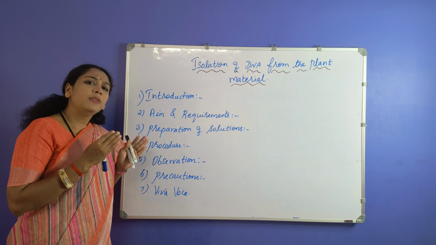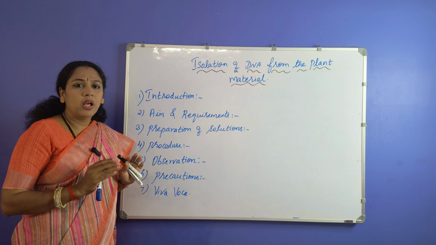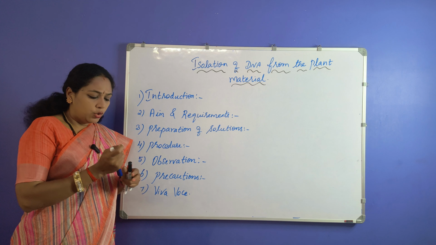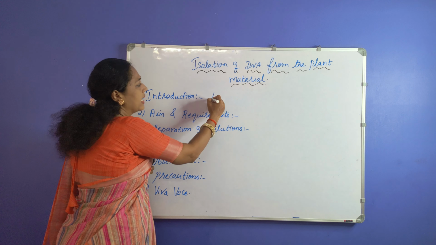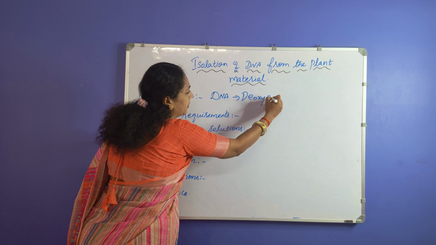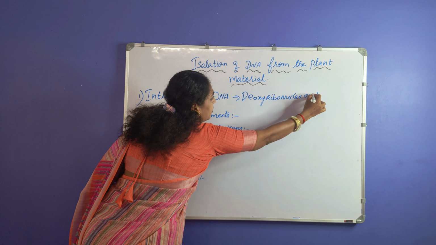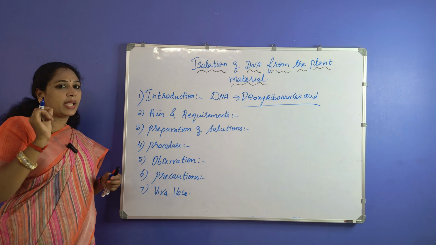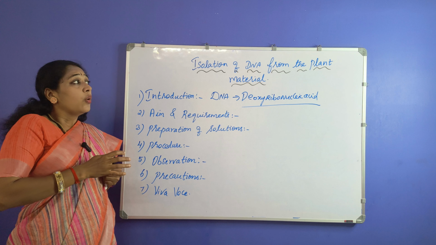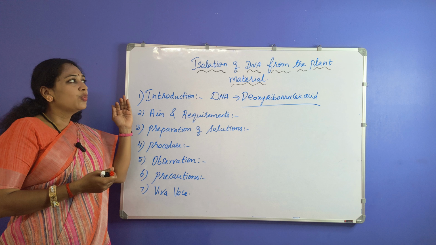Like, what is the purpose of this experiment? Isolation of DNA from plant material. So first, what is DNA? You all know that the full form of DNA is deoxyribonucleic acid. So this is the full form of DNA, deoxyribonucleic acid, and we are isolating the DNA from any of the plant material. So what is the purpose?